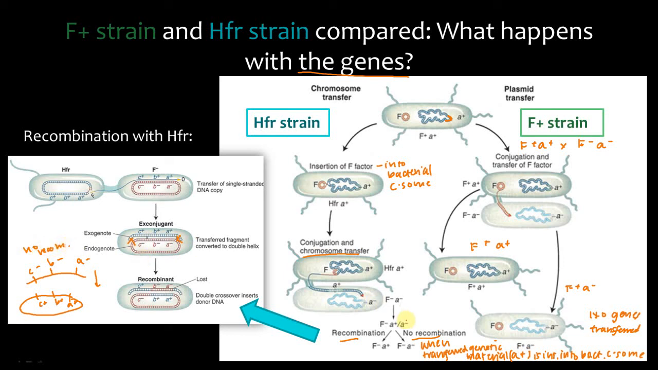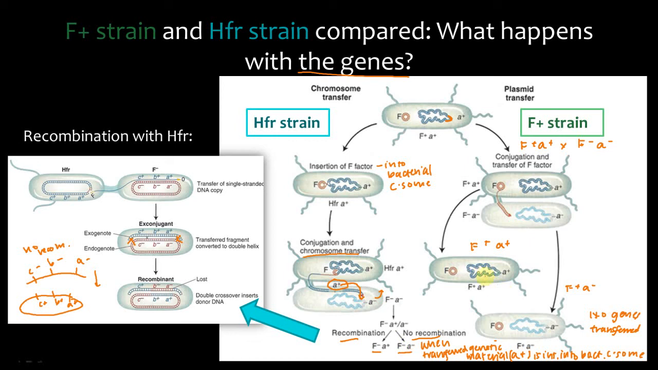So in this case, if recombination doesn't happen, then we'll just have F minus A minus, because the A allele is not getting integrated. But if there is recombination, then the A allele will get integrated, and then this little a will pop out. So the final product will be F minus A plus, F minus A plus, okay?